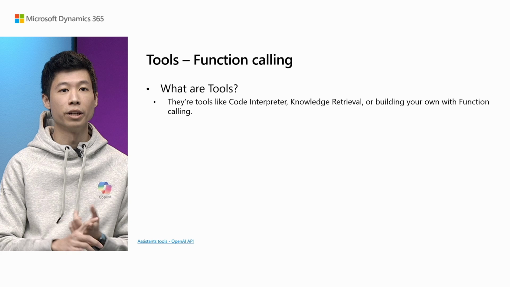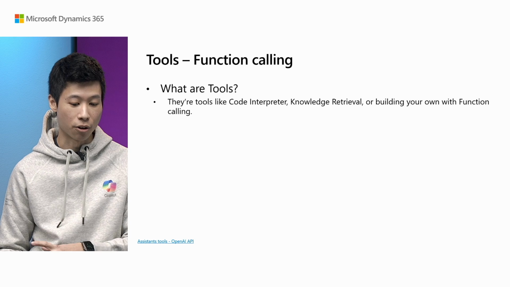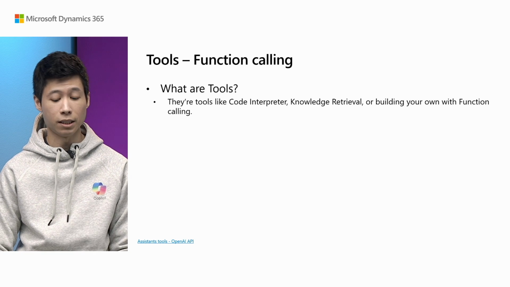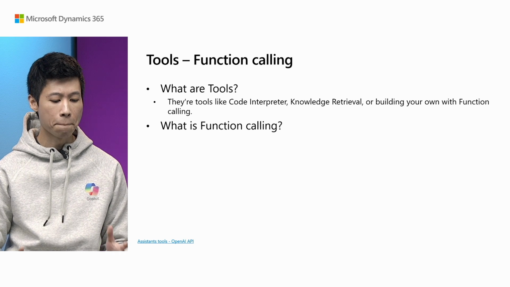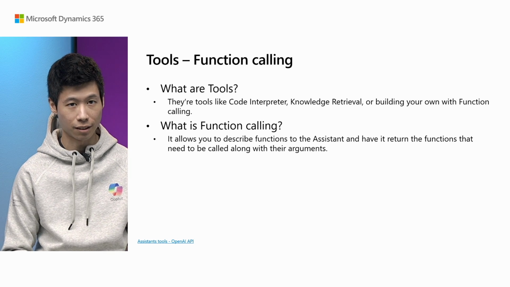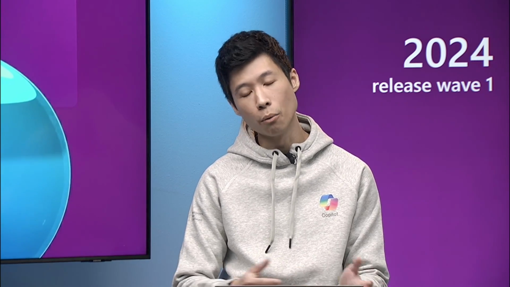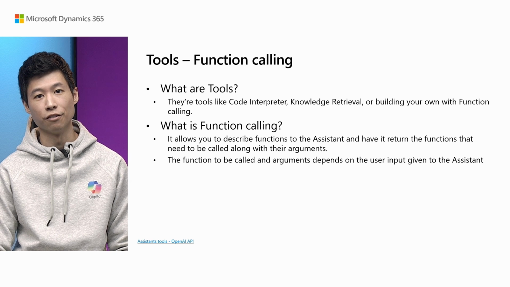Next up, function calling. Firstly, what are tools? Tools are like code interpreter, knowledge retrieval, or when you're building your own with function calling. You may have played with these on ChatGPT, and these are similar to how they'll work here. So what is function calling? It allows you to describe functions to the assistant or model and have it return the functions that should be called along with the arguments that should be put into those functions. The function to be called and arguments depend on the user input given to the assistant.